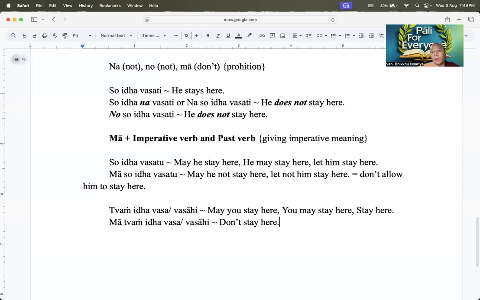So now today we have learned these verbs with the imperative and also the usage of the optative verb. Last time we already learned how they are used. So now here, by using the ma, in this negative sense or prohibited sense, it can also be understood.